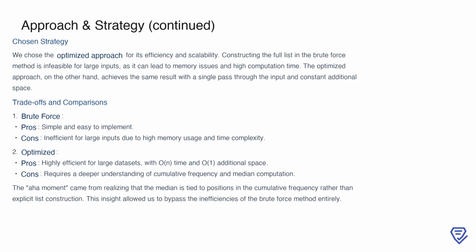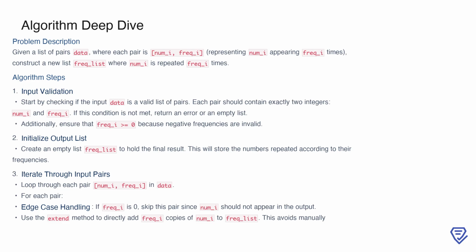The only trade-off is that it demands a stronger grasp of cumulative frequency calculations and median determination. The key insight here is recognizing that the median is tied to specific positions in the cumulative frequency, rather than requiring the explicit construction of a full sorted list. This realization allowed us to completely sidestep the inefficiencies of the brute force method, leading to a solution that is both elegant and practical. To solve this problem, we start by understanding the input structure.